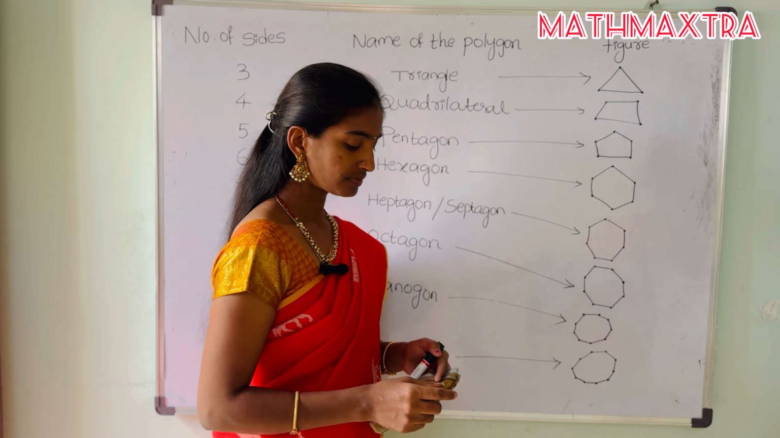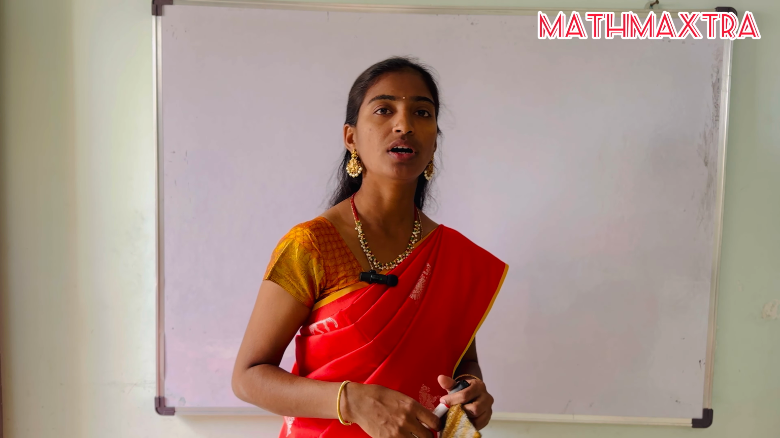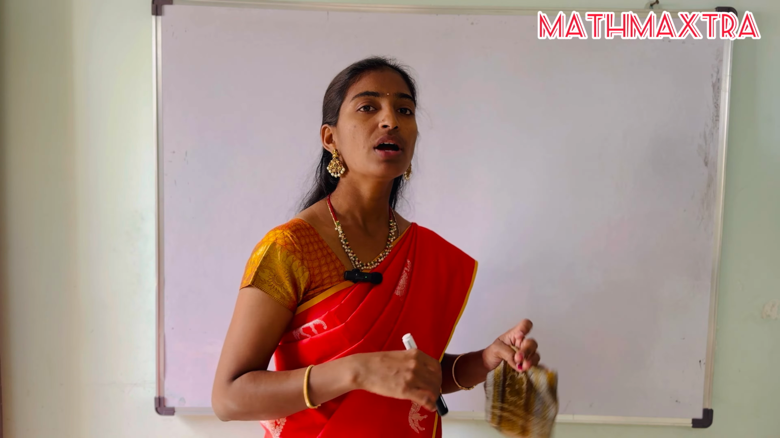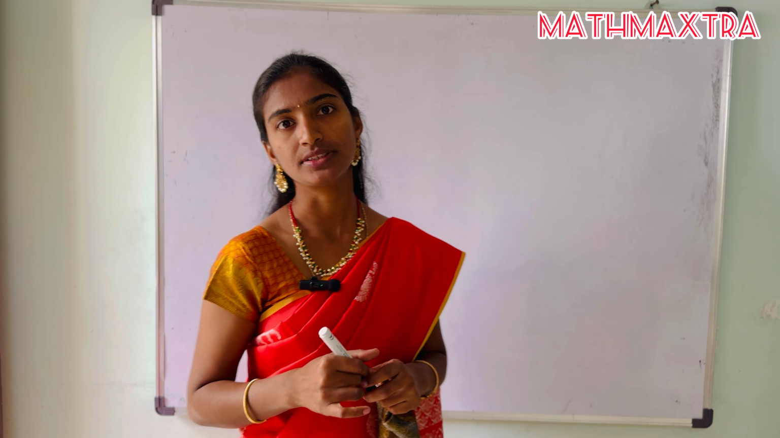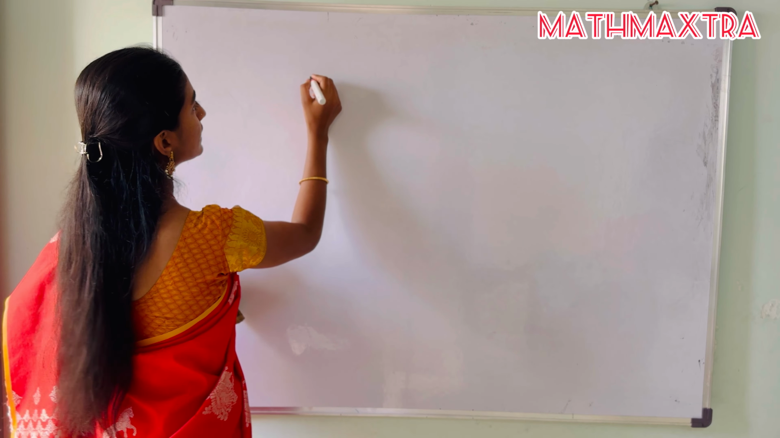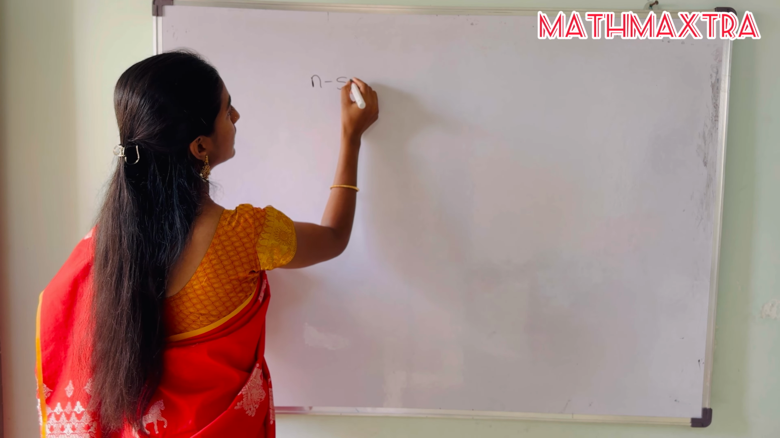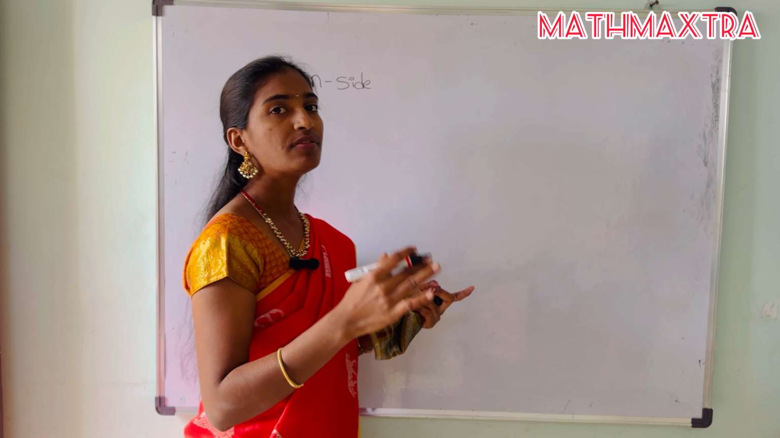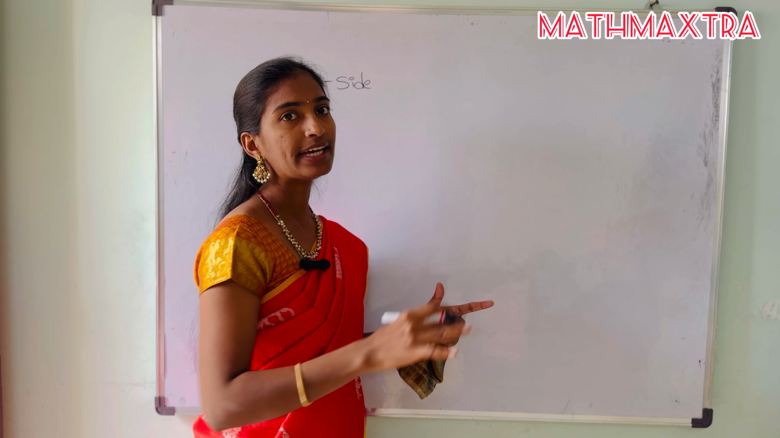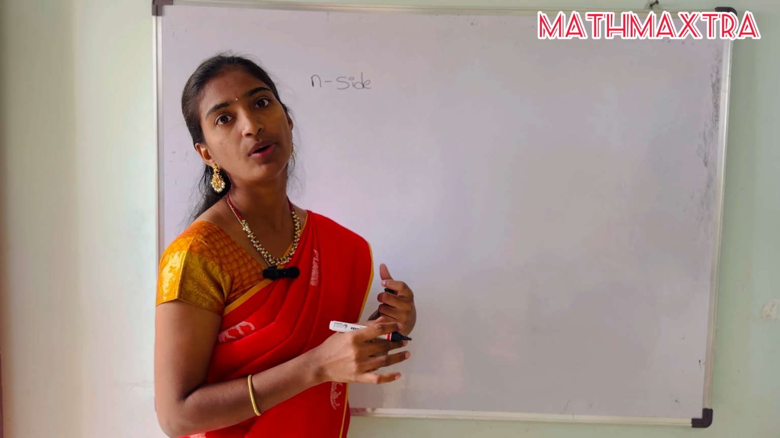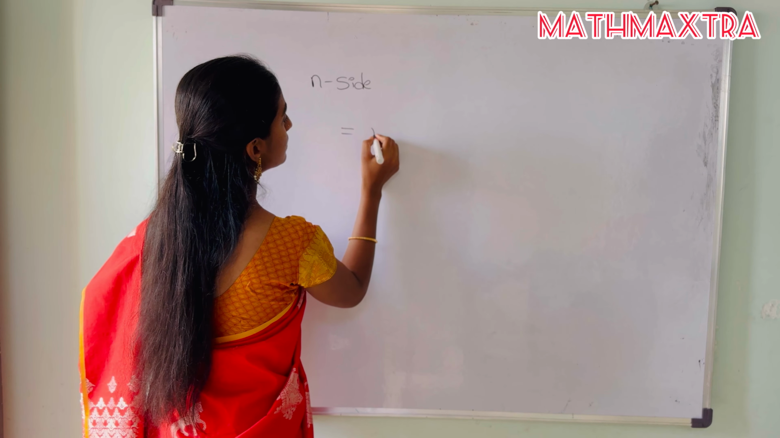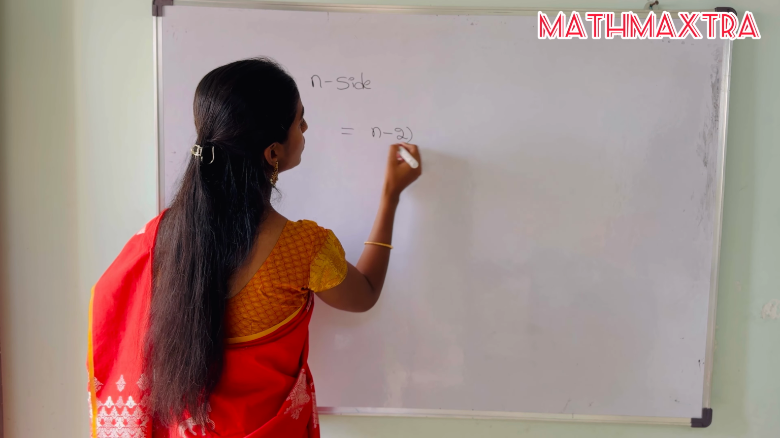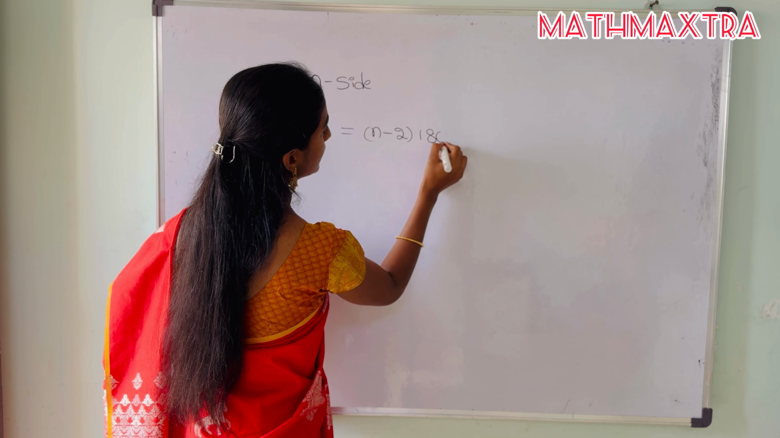Okay, we have one formula, that is, the sum of all interior angles of a polygon of n sides. See, if a polygon has n sides, then what is the sum of all the interior angles of this n-sided polygon? If there are n sides, the sum of interior angles is equal to (n minus 2) times 180.